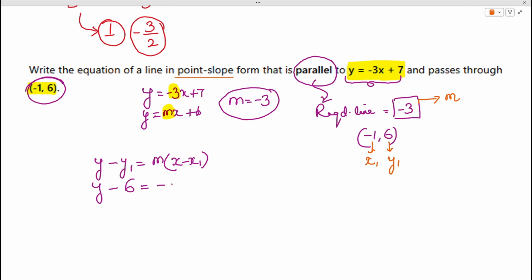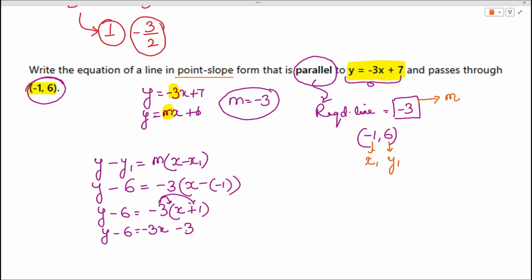So we have negative 3 times x minus x1, which is negative 1. So we'll just put negative 1. And now let's try writing this equation in a simplified form. So y minus 6 is equal to negative 3 times x. Negative of negative is positive 1. Y minus 6 is equal to, using the distributive property, negative 3 times x is negative 3x. Negative 3 times 1 is negative 3.